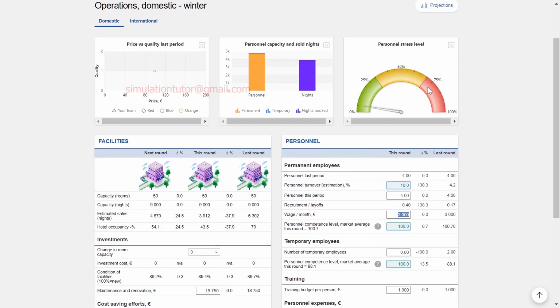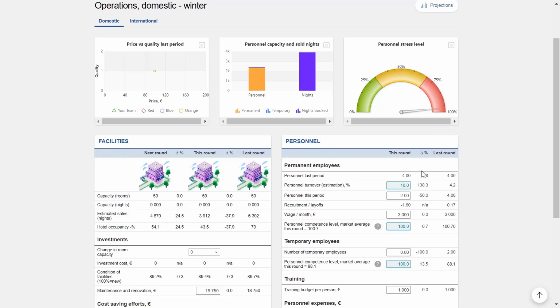Here on the top we have this dial which is showing the personal stress level, and this is looking at the amount of guests relative to the amount of staff. So now if I start cutting back on my permanent employees, instead of 4 I would only have 2. Let's see what happens. Oh, that's a lot of stress, it seems. So now the workload is becoming very heavy for our staff, so it shows as a high level of stress for the employees, which leads to higher personnel turnover and also client dissatisfaction.